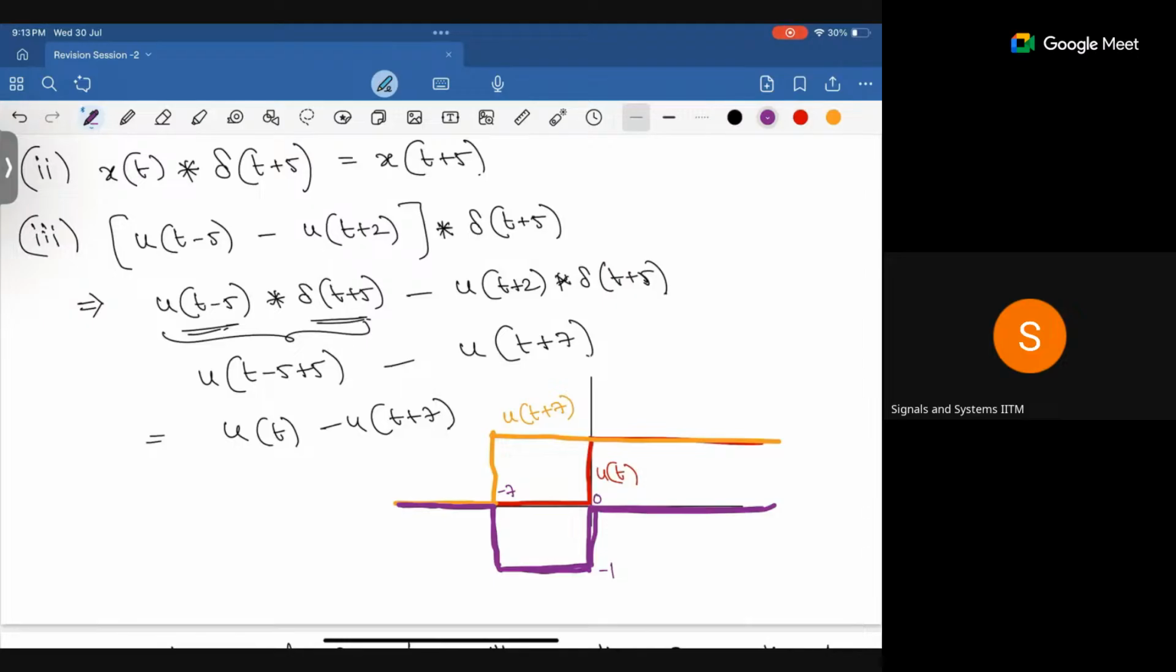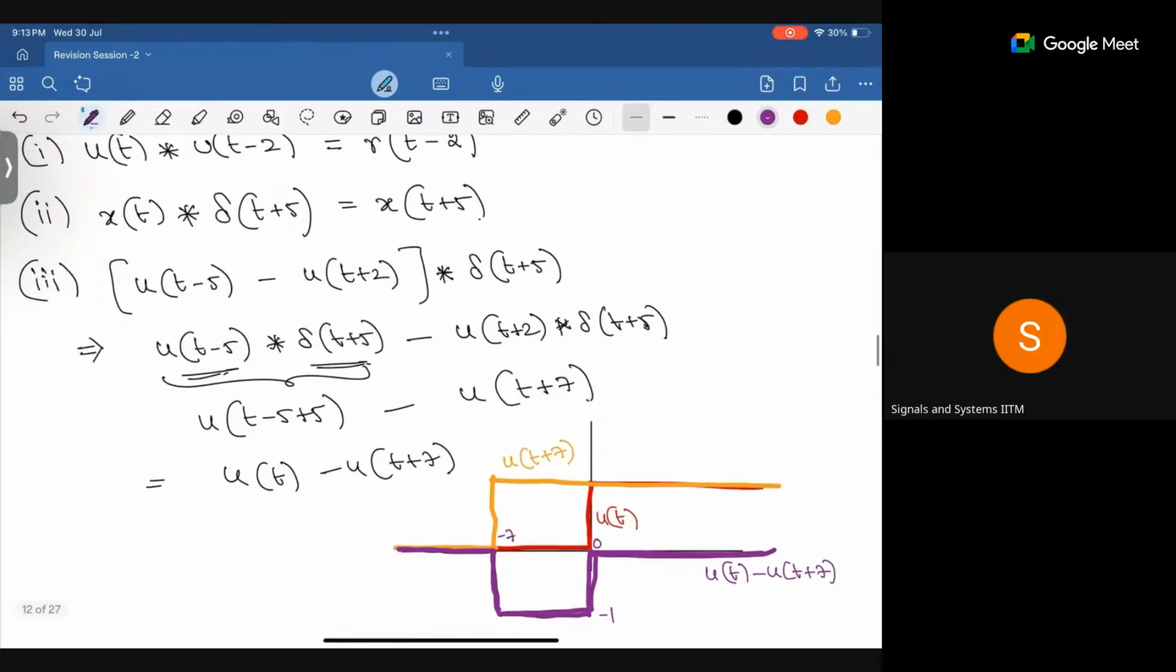And again from 0 to the right, both are 1. u of t is 1, u of t plus 7 is also 1. So 1 minus 1 will be 0. So this violet one is u of t minus u of t plus 7.